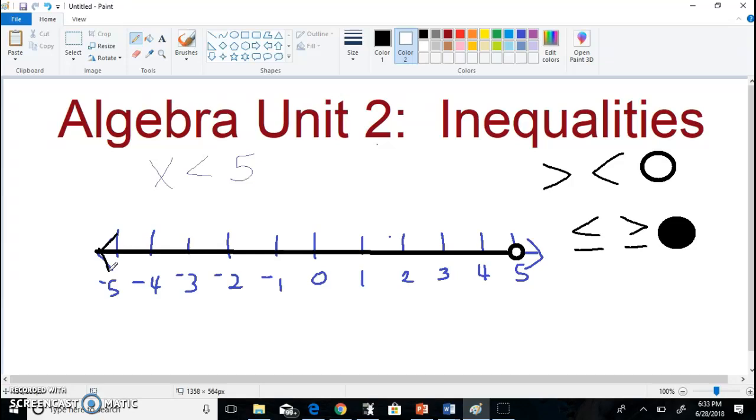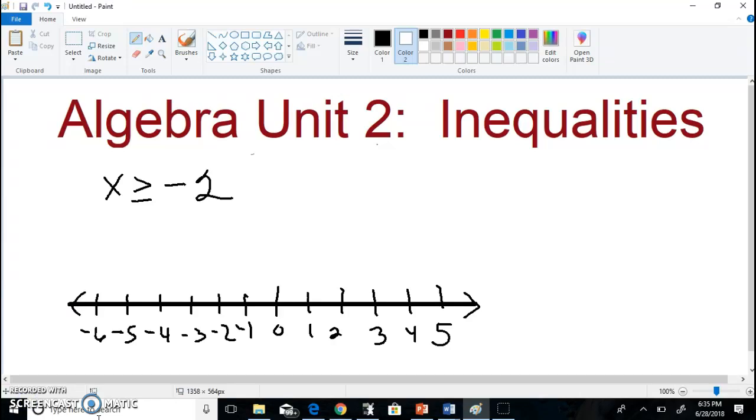Okay? Had it been greater, we would have shaded all the numbers to the right. Now, the reason we're shading and we're not just putting circles on the 4, the 3, the 2, the 1, because those are the numbers that are less than 5, right? But it means all the numbers less than 5. So not just the whole numbers, but also the numbers in between, like 4.5 and 3.1 and 2.78. All the numbers in between have to be included. That's why you shade in the entire number line to the left of 5. Okay?